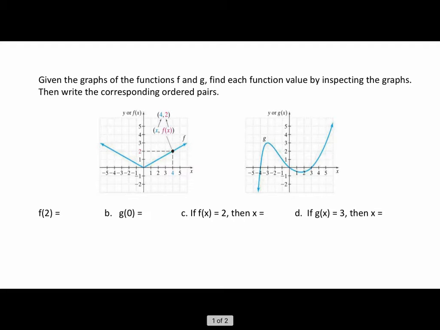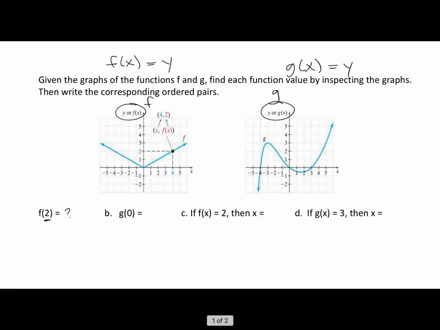Given the graphs of the functions f, that's this one, and g, this one, find each function value by inspecting the graphs, then write the corresponding ordered pairs. Okay, so first we have f of 2 equals what? So remember, f of x equals y, because y is a function of x. Same thing over here with g of x. G of x equals y as well, because y is a function of x.